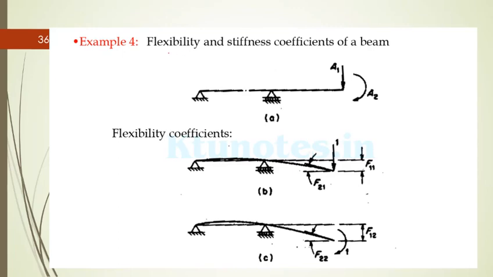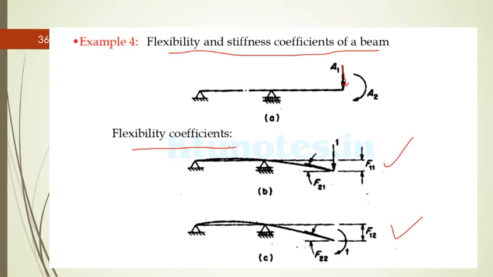Example 4, the flexibility and stiffness coefficients of a beam. So it is actually an overhang beam with a tip vertical load A1 and a moment A2. These are the actions. And to find the flexibility coefficient, you should note that you should first apply A1 equal to 1 individually or alone, and at that time remove A2. So for the second stage you should apply a unit moment and should remove the vertical load. So this is actually the first case and second case.